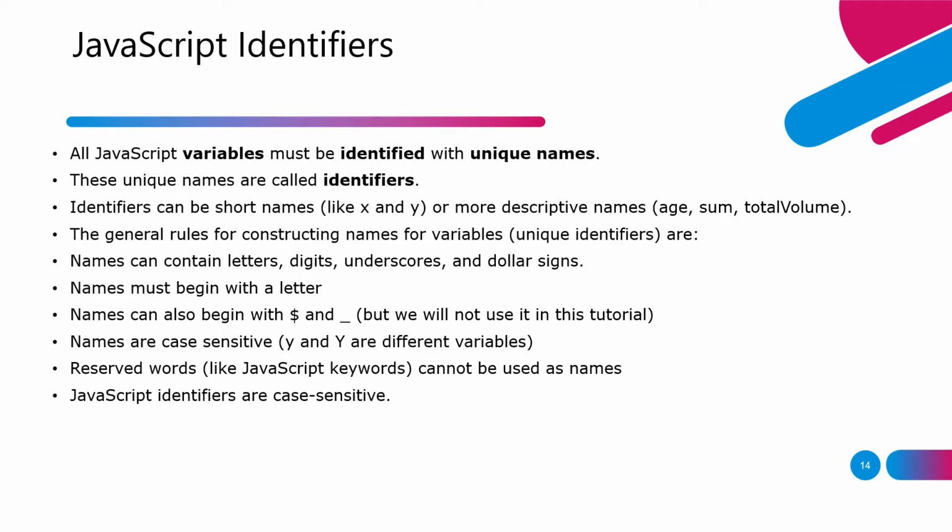Names must begin with a letter. Names can also begin with a dollar sign or an underscore. Names are case sensitive: y and capital Y are different variables. Reserved keywords like the script keyword cannot be used as names. JavaScript identifiers are case sensitive.